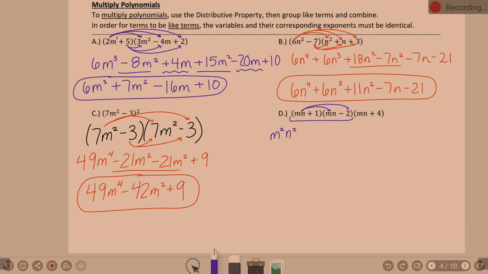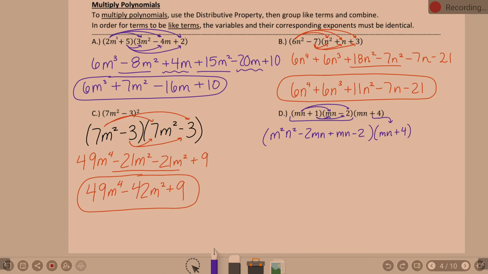mn times minus 2. It's negative 2, and minus 2mn. Then distribute your 1. 1 times mn plus 1mn, or mn. 1 times negative 2, negative 2. Because I still have more multiplying to do, I'm putting that whole thing in parentheses. And then I'm just carrying down the mn plus 4. I'm just carrying this down right now because I don't want to forget it. If I don't write it down, I might forget and not come back and multiply it in.